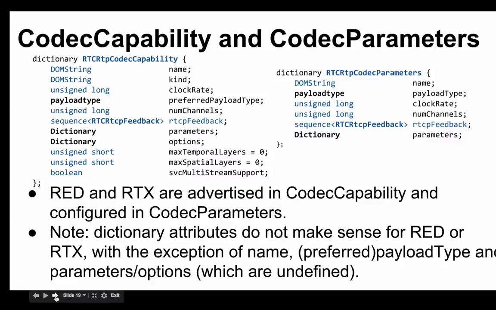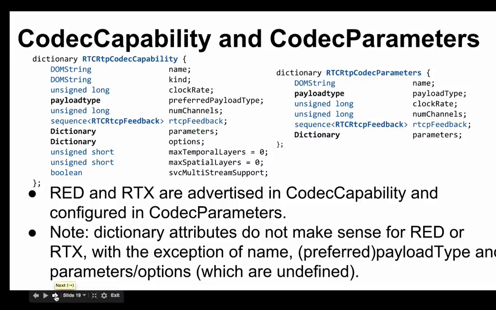And then there's a bunch of stuff. There's the preferred payload type, so you can set the payload type for Red or RTX that way. And most of the other things in here, except for the parameters and options in the capability, probably don't make sense. Like max temporal layers for RTX or Red doesn't make any sense, or spatial or multi-stream support, stuff like that.